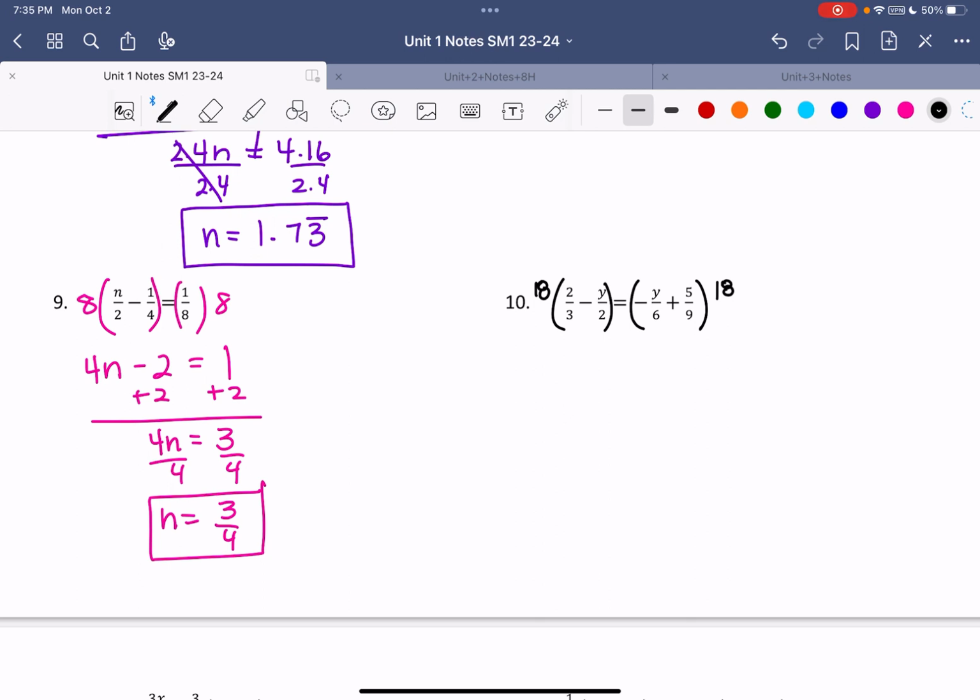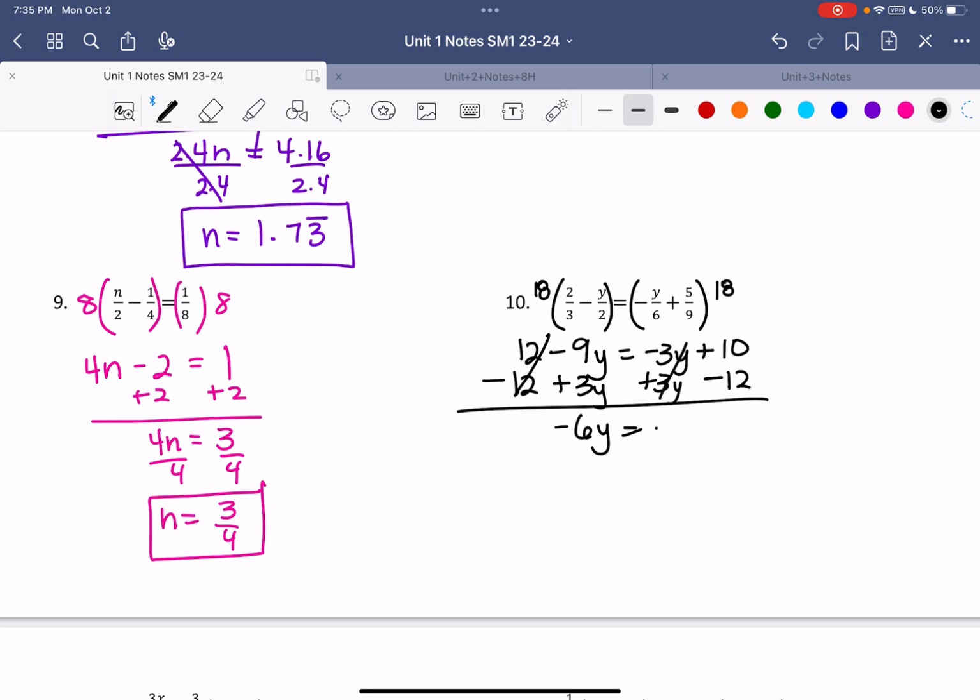So 2/3 of 18 is, well, 3 goes into 18 6 times, 6 times 2 is 12. And then half of 18 is 9. And then that would be negative 3y plus 10. Then we're going to move our variables to the left and our numbers to the right. So we get negative 6y equals negative 2. Divide by negative 6, and y is 1/3 because the negatives cancel out, and then 2 over 6 reduces to 1/3.